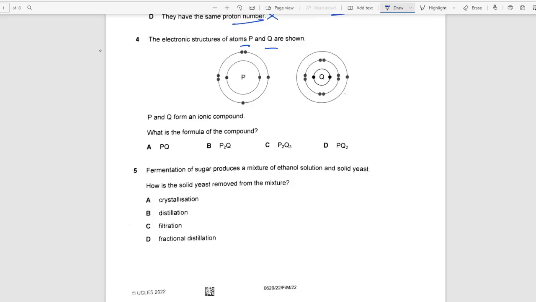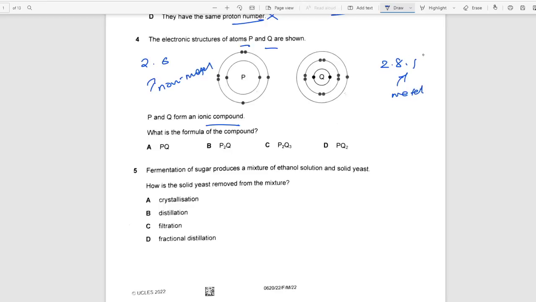So we have P right here, and if we just write the electronic configuration, it will be 2, 6, and this one would be 2, 8, 1. Okay, so we have 2, 6 and 2, 8, 1. This is of course an ionic compound. An ionic compound is one that has a metal and a nonmetal. One is a nonmetal, and one is a metal. This is a metal in group 1.